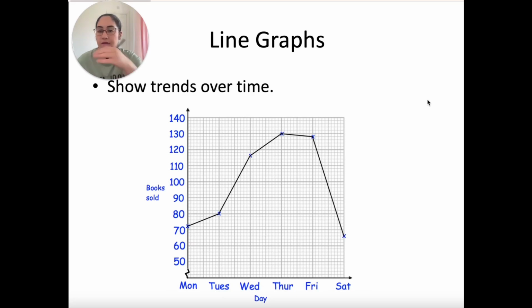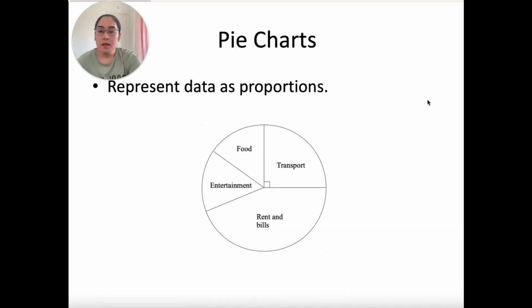A line graph demonstrates a specific trend over time. We're looking at days of the week and the number of books sold, but it represents a specific trend over a specific period of time.